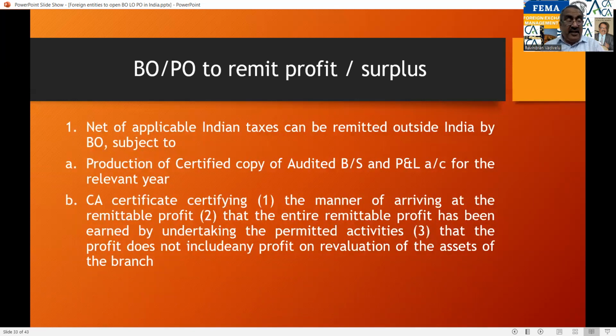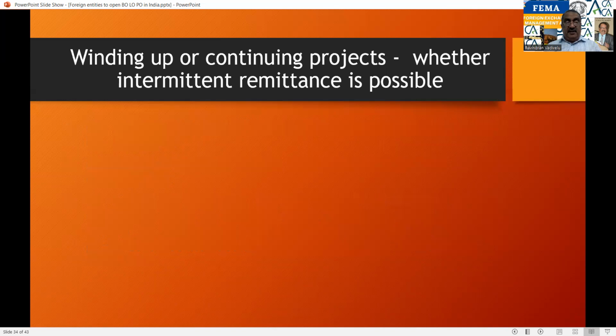A CA certificate certifying the manner of arriving at the remittable profit, and that the entire remittable profit has been earned by undertaking the permitted activities, and that the profit does not include any profit on revaluation of the assets, so no revaluation profit should be included. For that they want a CA certificate specifically.